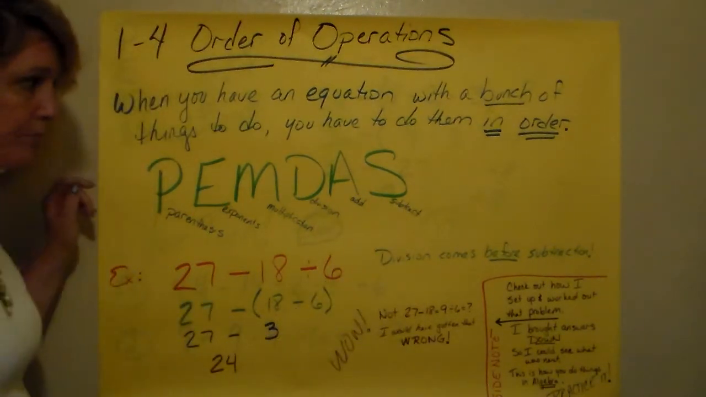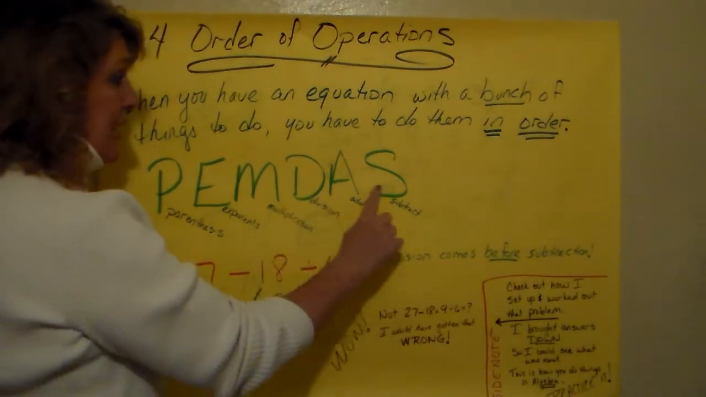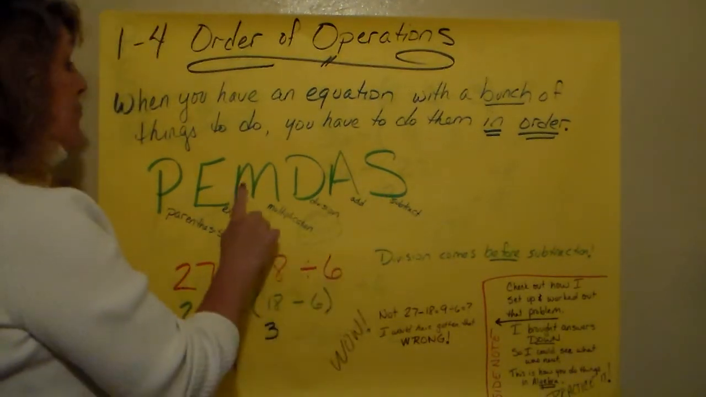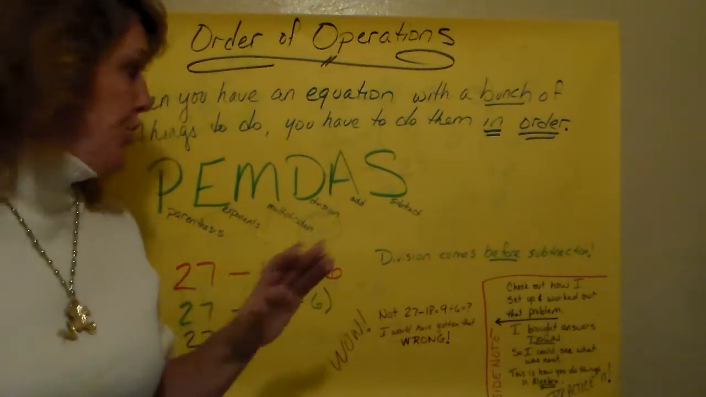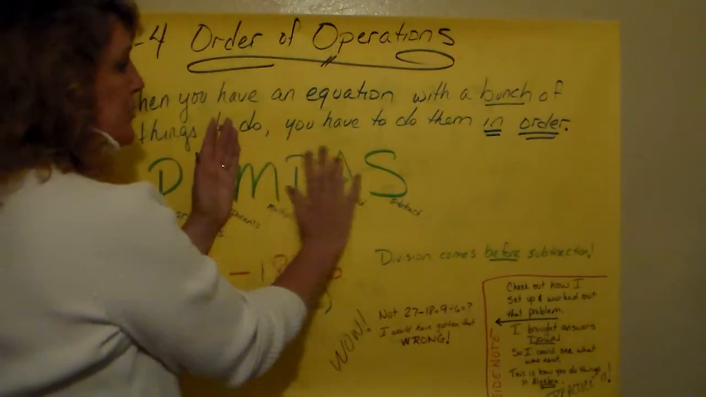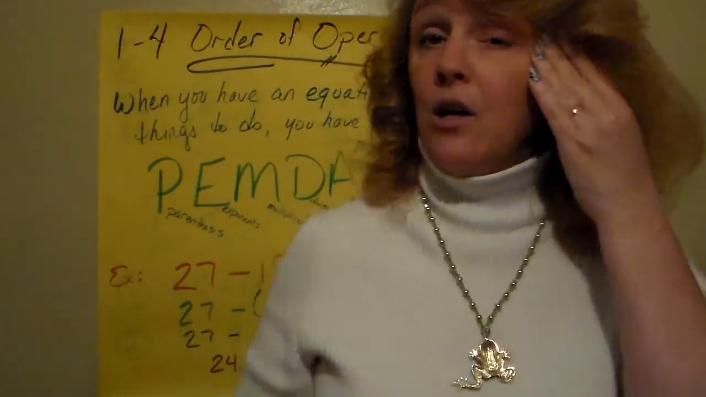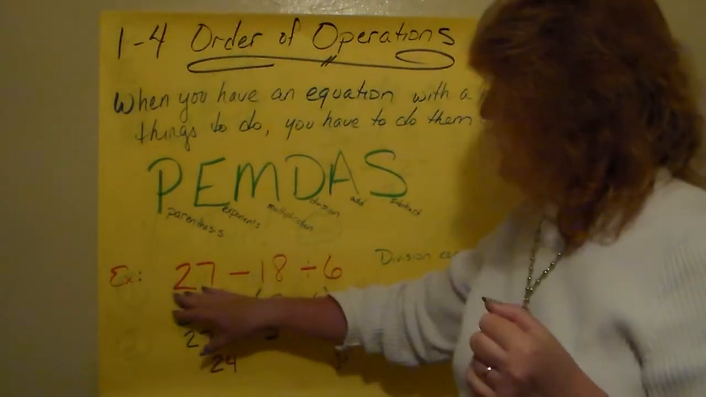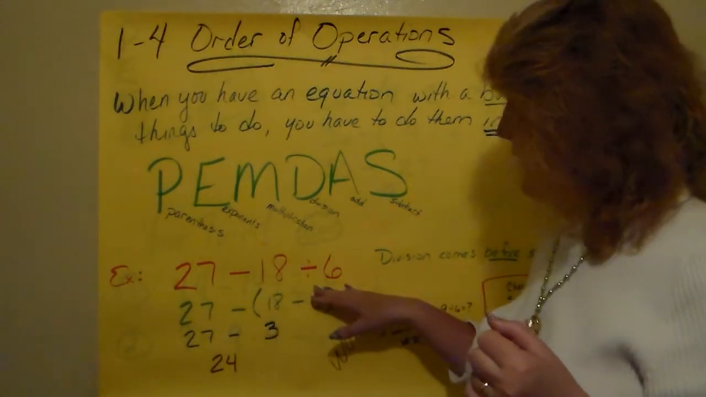So what this essentially means is that division comes before subtraction, multiplication comes before addition, parentheses you do first. So we're going to start just with this part of it, multiplication, division, addition, subtraction. What happens when you come up with an equation where you've got this? So we're going to start with our example, 27 minus 18 divided by 6.